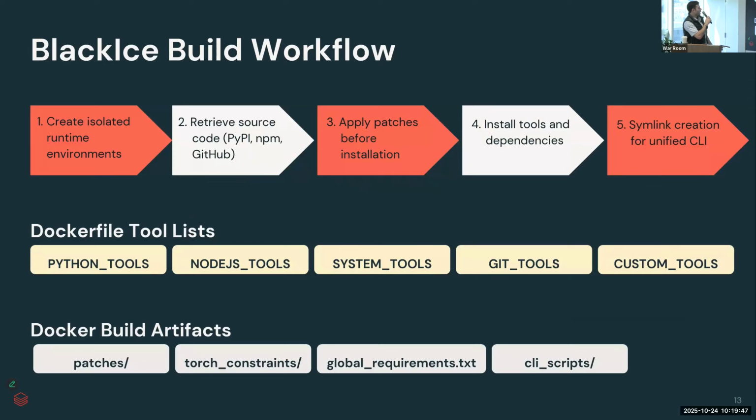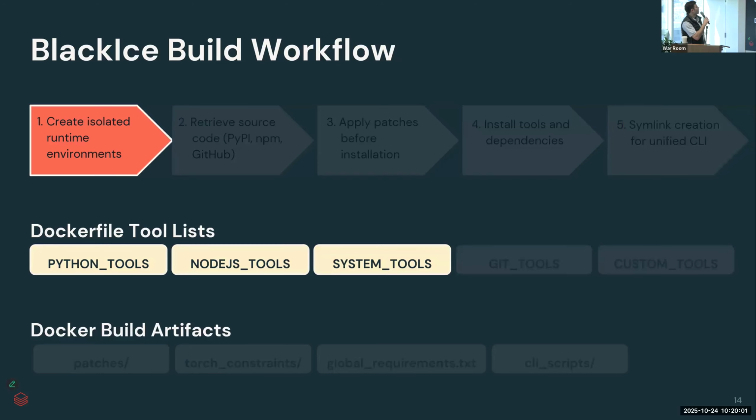And at the top of the Dockerfile, we basically have these tool lists that organize the configuration during the installation. So this I'll explain as well. And then we have build artifacts that are brought in during the build. So starting with creating the different runtime environments for the different tools.